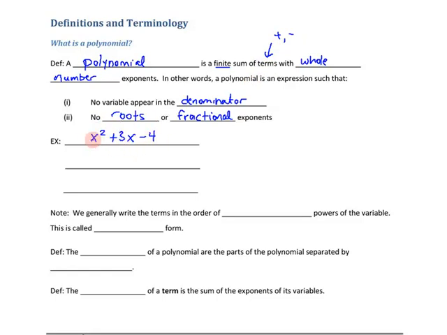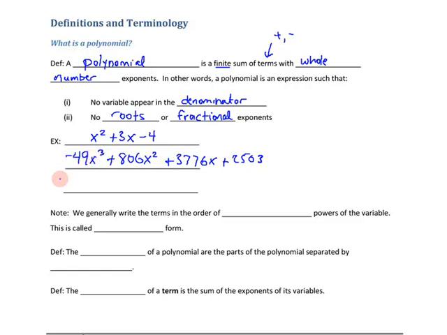Okay, you can also have longer polynomials, say higher powers than just x squared, so 49x cubed plus 806x squared plus 3776x plus 2503. I pulled this out of the textbook. It's a polynomial that represents a particular model, but it's still a polynomial because you have whole number exponents, no variables in the denominator, no roots or fractional exponents.